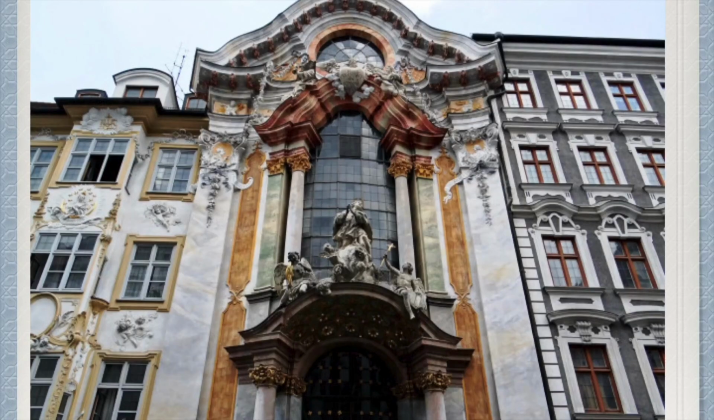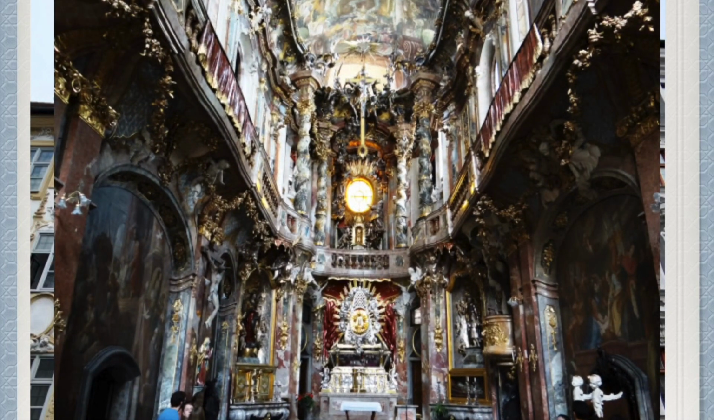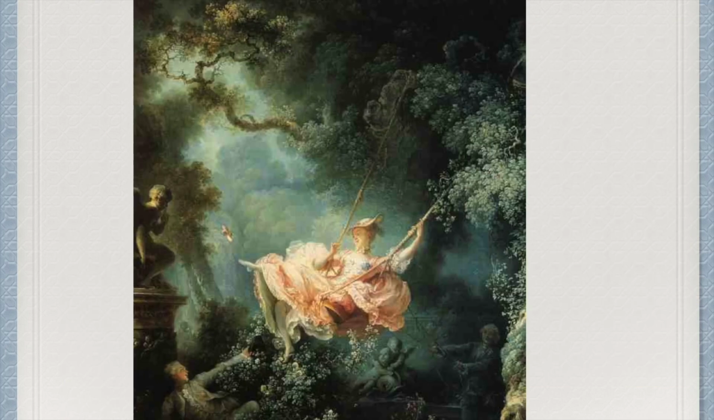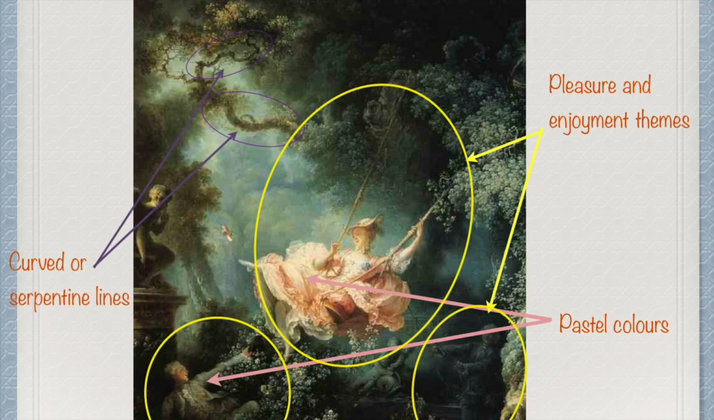Let's have a look at some examples of Rococo architecture, sculpture, and painting. Regarding Rococo architecture, main characteristics are pure and simple features on the outside and heavy ornamentation in the interior. Regarding Rococo sculpture, main characteristics are light themes, sculptures made of porcelain, and complex compositions. And if we talk about Rococo painting, main characteristics are pleasure and enjoyment themes, pastel colors, curved or serpentine lines, and importance of the landscape.